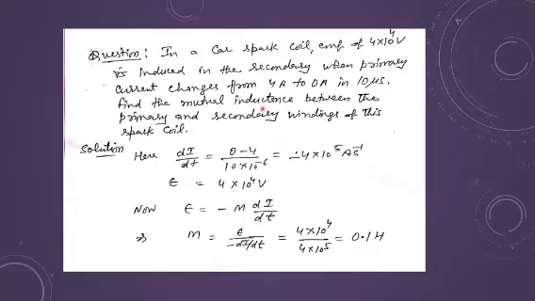Find the mutual inductance between the primary and secondary windings of this spark coil. We find it by the second definition, that is EMF equals minus M di by dt. Now di by dt is given, that is 0 minus 4 into 10 to the power minus 6, which comes out negative, so 4 into 10 to the power 5 ampere per second. EMF is given, 4 into 10 to the power 4 volt. So you simply put the value of EMF and minus di by dt, because it will become positive. M is coming out to be 0.1 Henry.